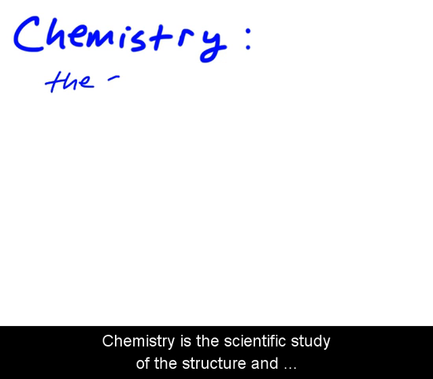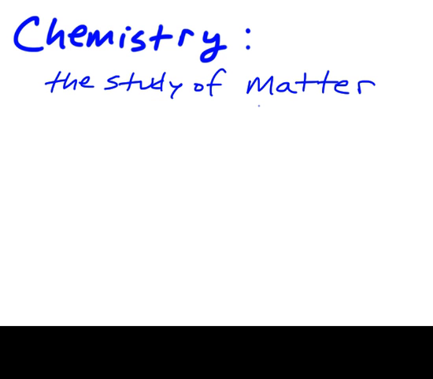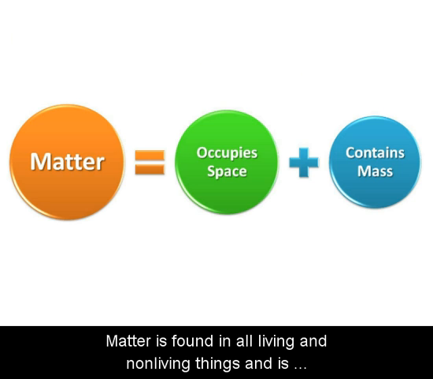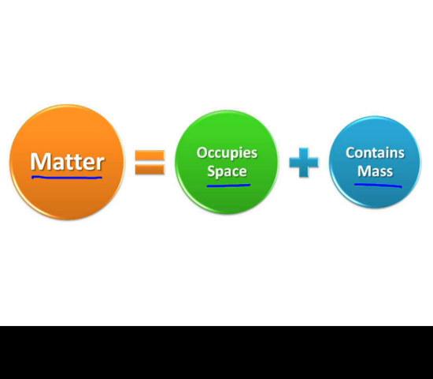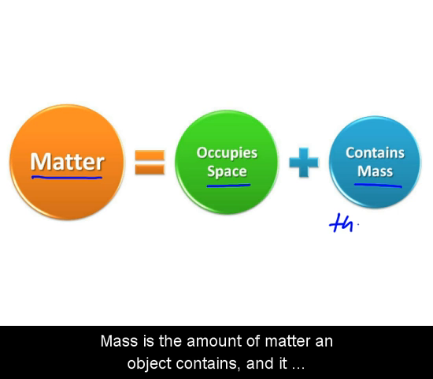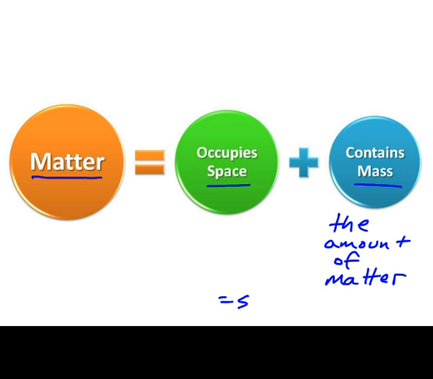Chemistry is the scientific study of the structure and interactions of matter. Matter is found in all living and non-living things and is defined as anything that occupies space and contains mass. Mass is the amount of matter an object contains, and it exists in three states: solid, liquid, and gas.